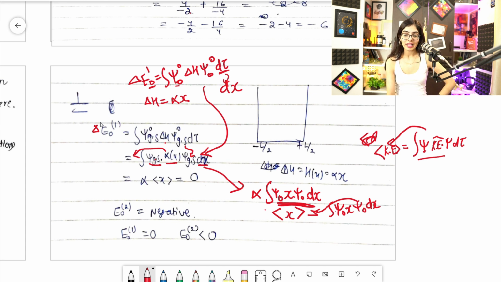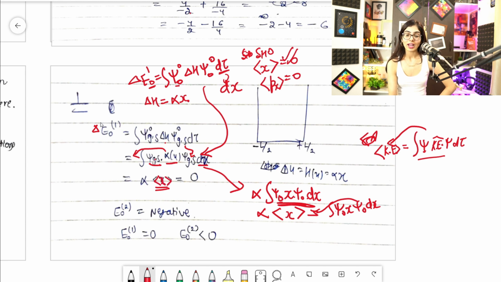So that is alpha and the average value of x. And you know the x value. So always remember, the average value of x and the average value of linear momentum for the SHO, for the potential box, for the potential well or simple harmonic oscillator, that is 0. Clear? So now this average value of x is 0. So when I multiply alpha into 0, that would become 0. Clear? So here the first order correction to the system, to the potential well, becomes 0.